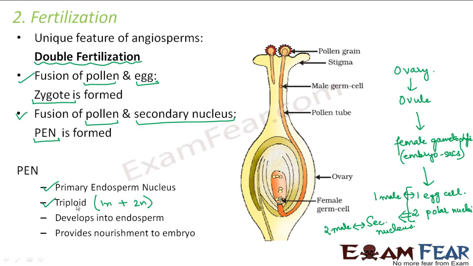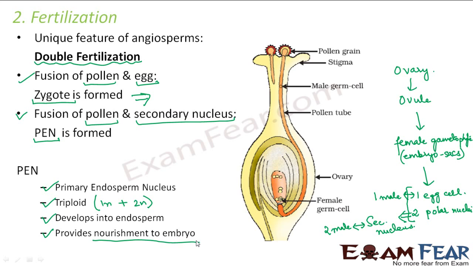So what is the purpose of this PEN? As the zygote matures, it will form the embryo and then it will form the new plant. And what happens to this PEN? This PEN will mature and develop into endosperm. The purpose of this endosperm is to provide nourishment to the embryo. So now you understand the process of fertilization which takes place inside angiosperms.